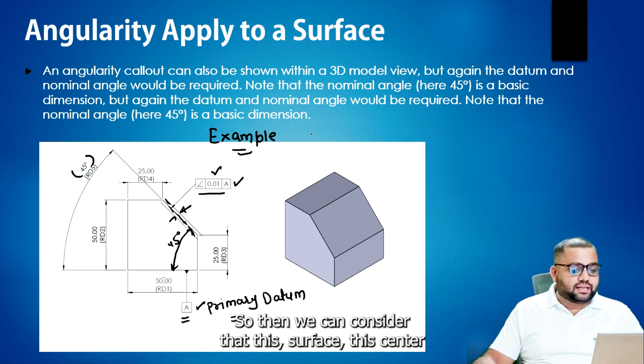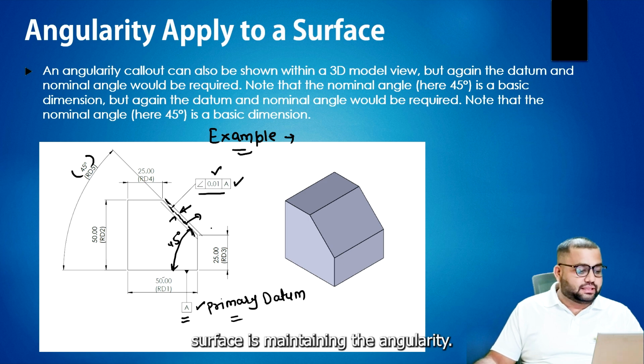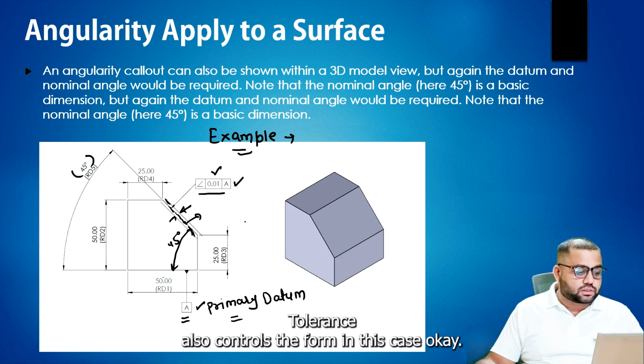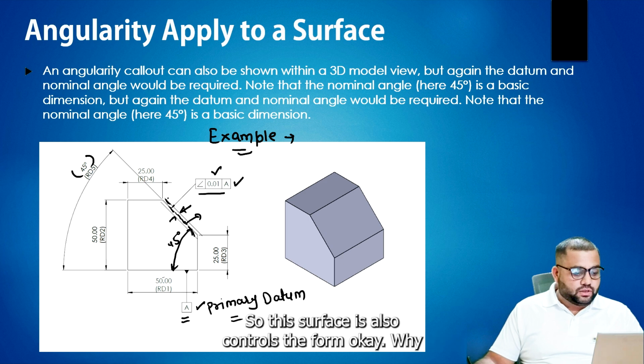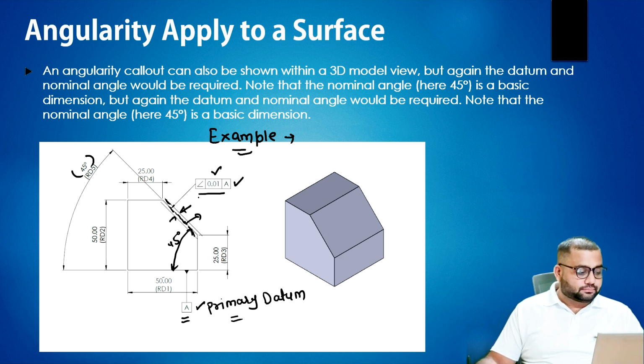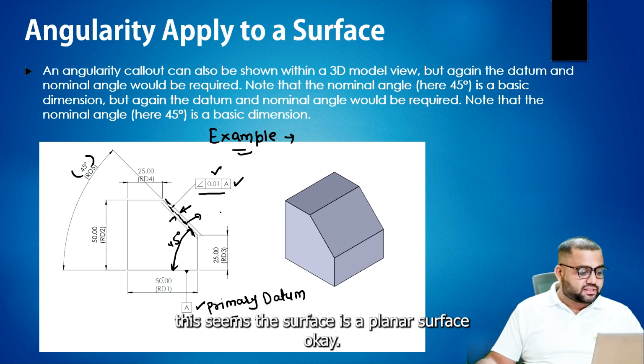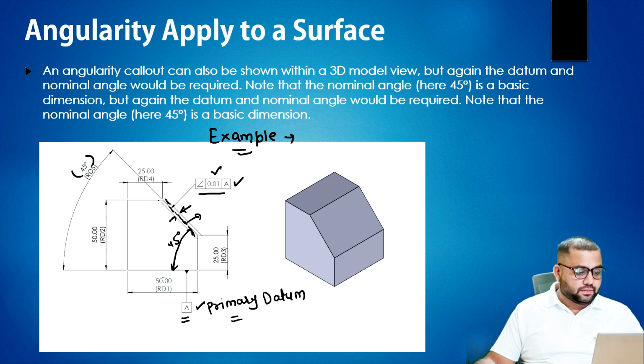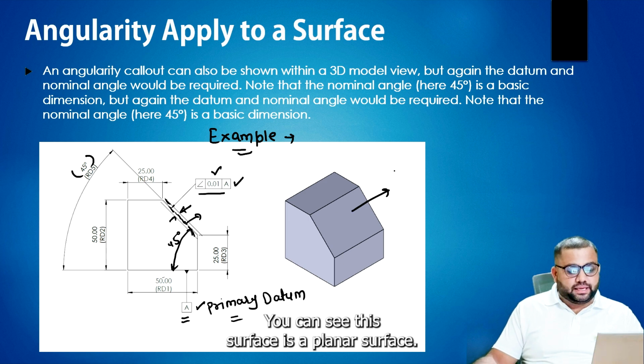So we can consider that this center surface is maintaining the angularity tolerance. It also controls the form in this case. Why? Because this surface is a planar surface. You can see this surface is a planar surface.